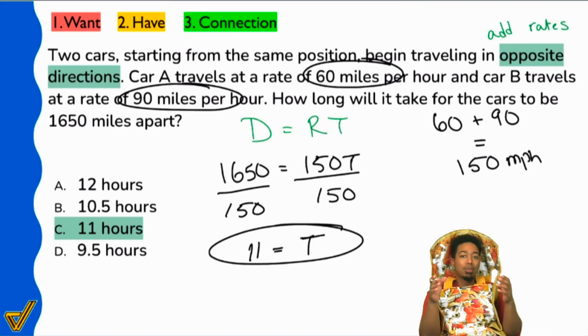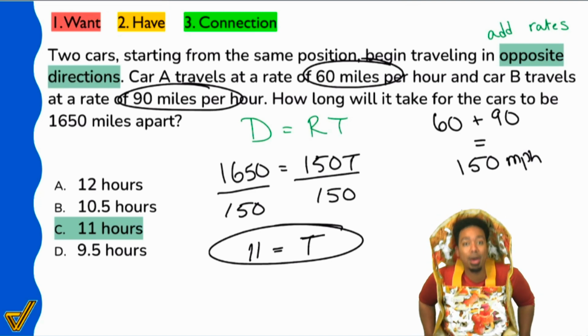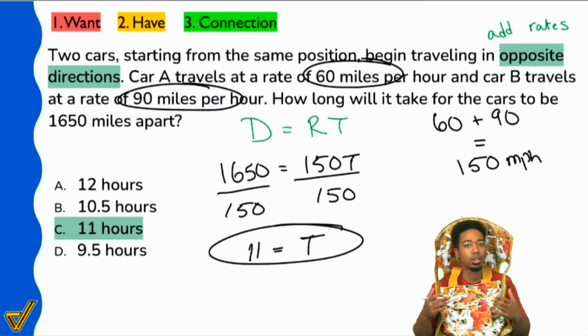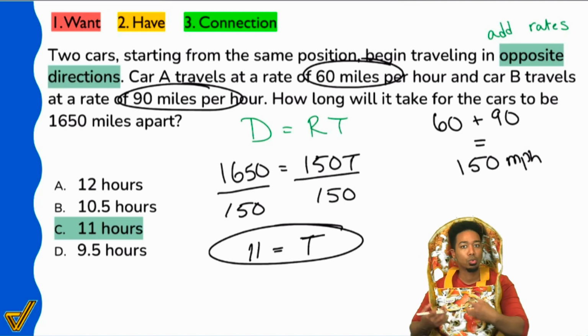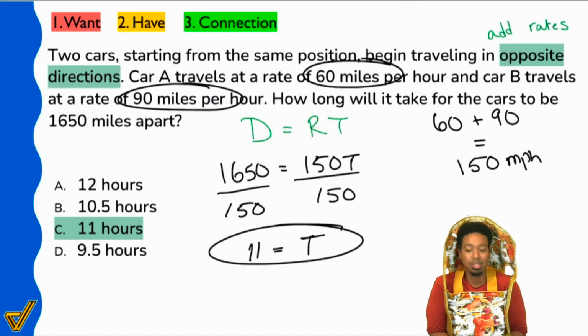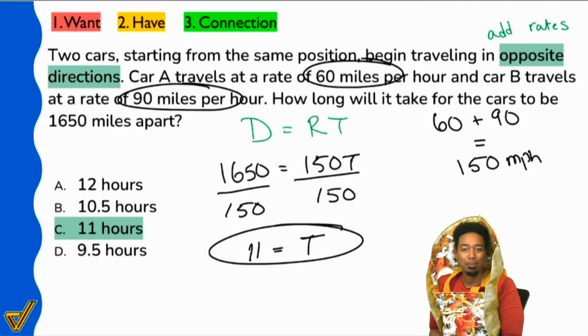So don't worry about the mathematics behind it. Worry more so about the setup and how we were able to understand that the distance was this, the rate was this, and that's how we got the time. But there it is, my math party people.